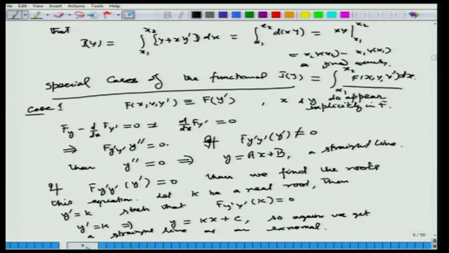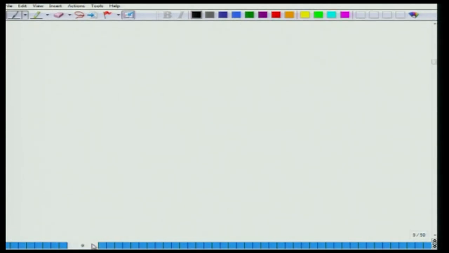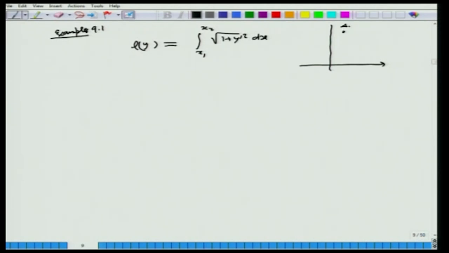Now, let us see various examples of this case. The first one is example 9.1. Here the length L of y is given by the integral from x1 to x2 of square root of 1 plus y prime square dx. Here as before we have these two points a and b, and this is the curve joining these two points, and this is x1, this is x2, this point is (x1, y1), and this is (x2, y2), and so this gives you the length of this curve.